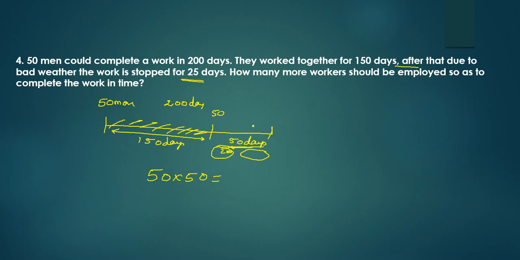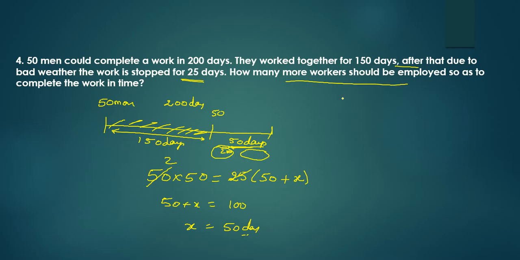It means I need extra efficiency or extra people. Now, to complete the work in 25 days, how many men are there initially? 50. 50 men are there. I need some more people. Let us say X more workers are required. It's clear? 25 ones, 25 twos. So 50 plus X is equivalent to 100. X is equivalent to 50. So how many more workers should be employed? Simply 50. The answer is 50.